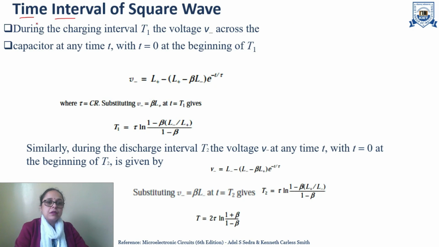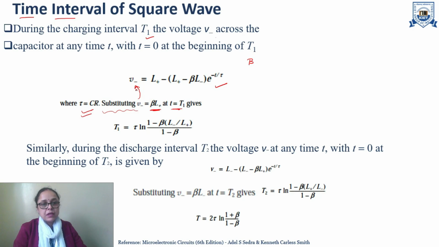Now, we will derive the equation for the time interval of the square wave, and that will depend upon the charging and discharging of the capacitor. Now, during the charging interval T1, the voltage V minus across the capacitor at any time t will be given by V minus is equal to L plus minus bracket L plus minus beta L minus, e to the power minus t by tau.